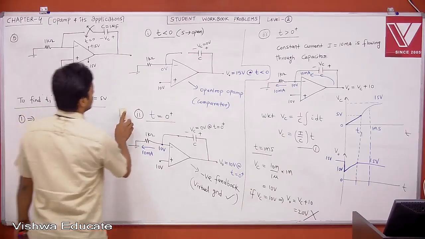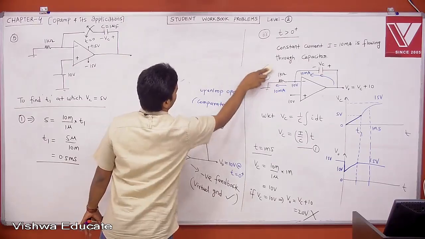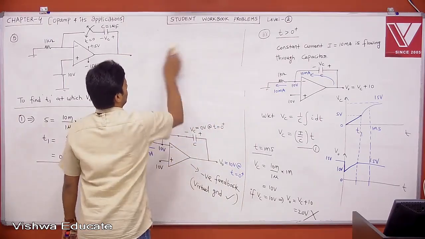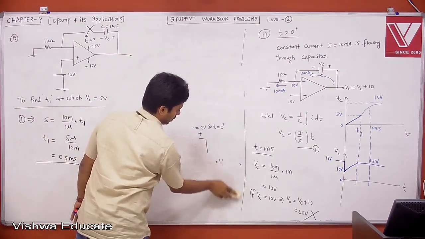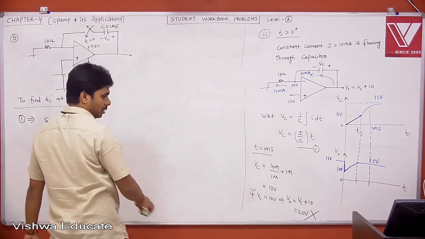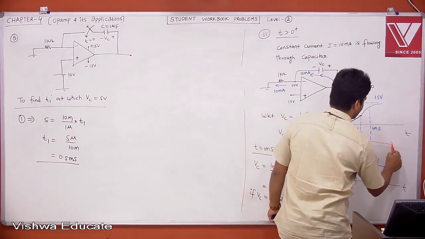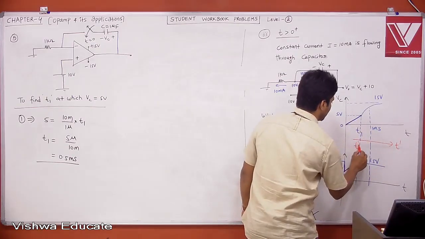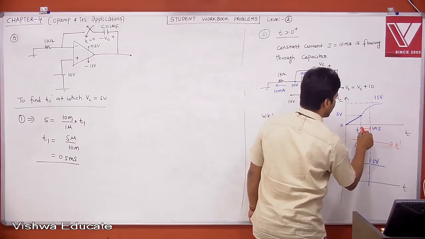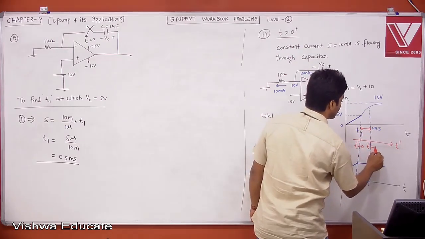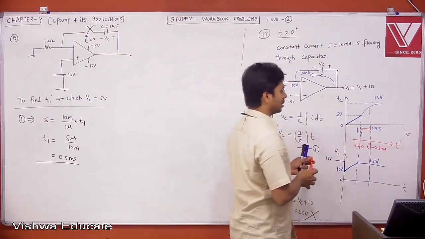Okay, let me erase this. Therefore, now let me take a new time axis. This is my new time axis. Therefore here t dash is 0. Now what is the delta? We got to know t1 is 0.5 millisecond. Therefore this delta is 0.5 millisecond. Therefore t dash equal to 0.5 millisecond is real time with respect to the switch time, that is 1 millisecond, right?